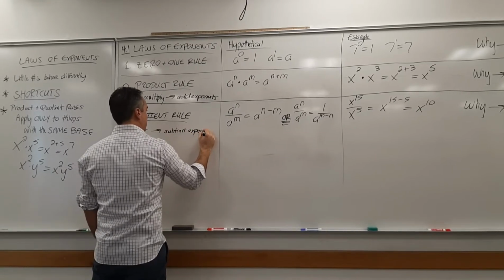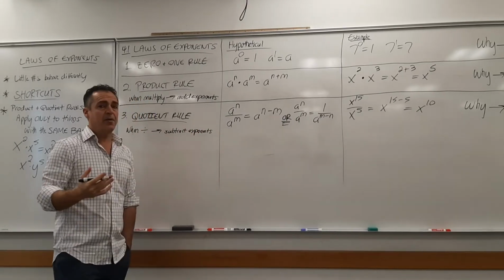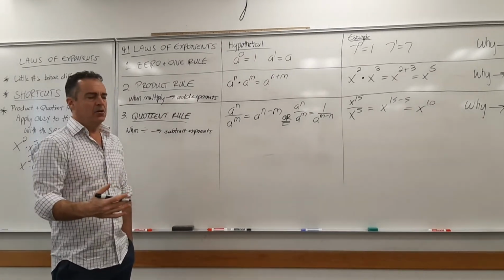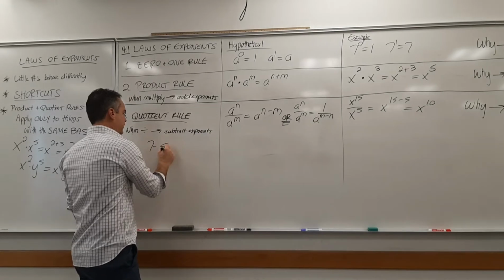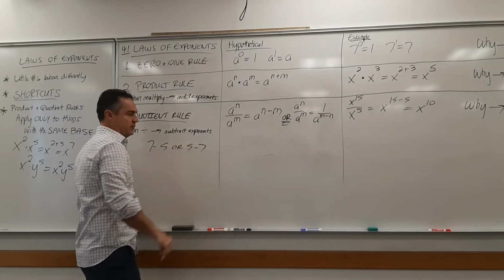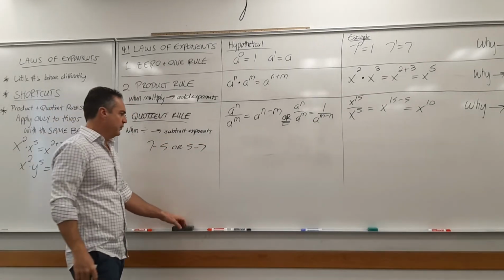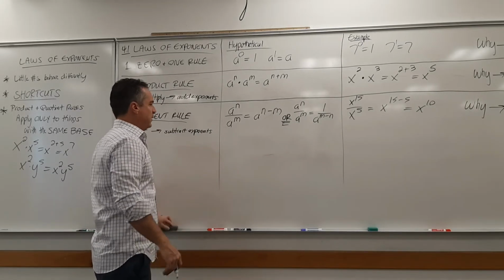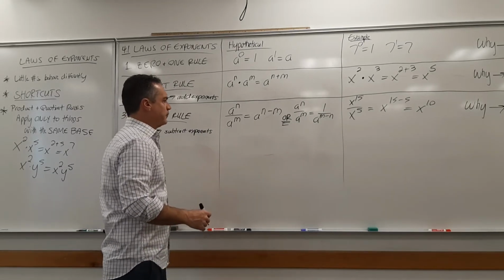Now, one of the things we once taught you is that the brain loves the path of least resistance. And so we like big minus small. We like 7 minus 5 or 5 minus 7, right? 7 minus 5, absolutely, we like that. 2 is better than negative 2 in our world of thinking about things, all right?